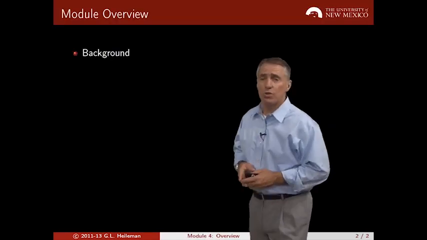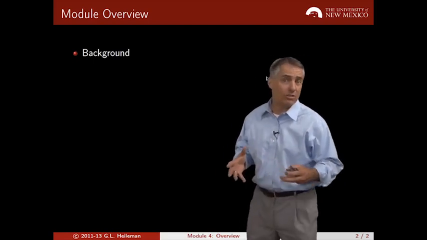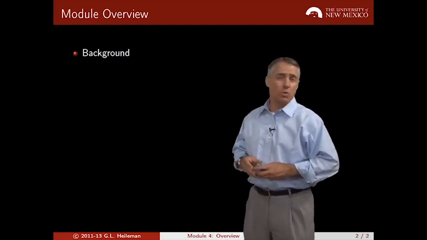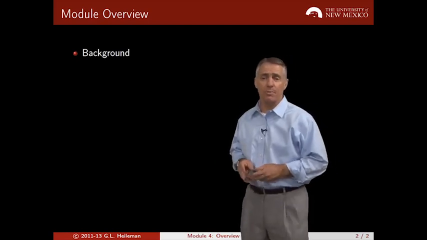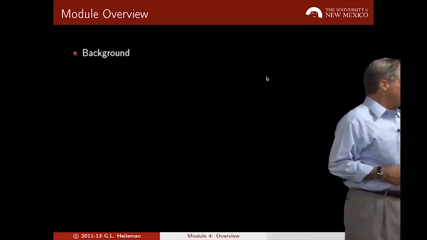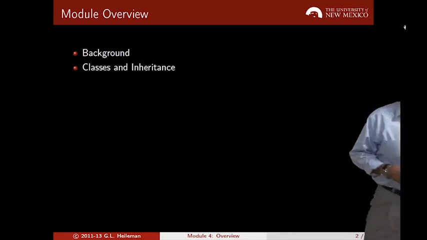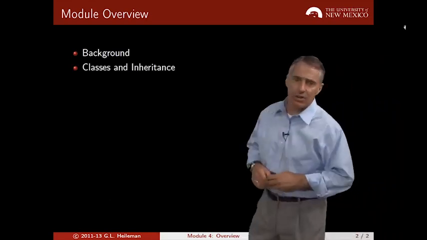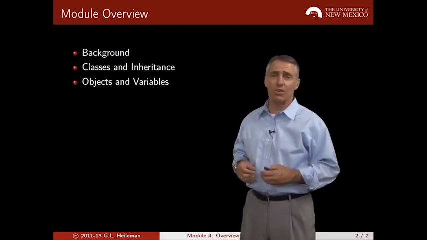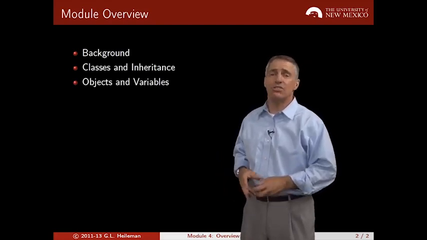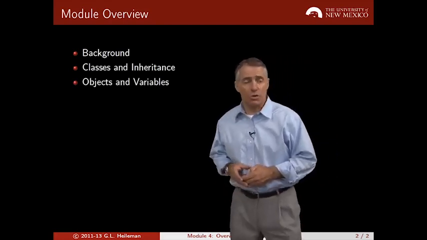The first thing we'll do is provide a background on the philosophy of the Ruby programming language, what programming model you should have in mind when you use Ruby as well. The next thing we'll do is talk about classes and inheritance. How does Ruby implement these concepts? And then we'll talk about objects and variables and the naming conventions that are typically used in Ruby programming.